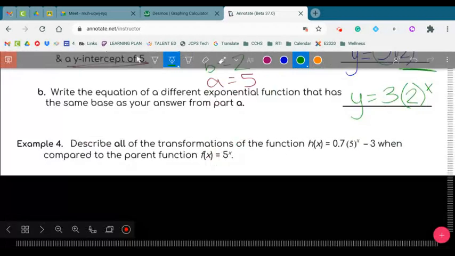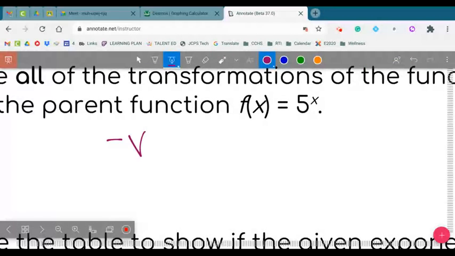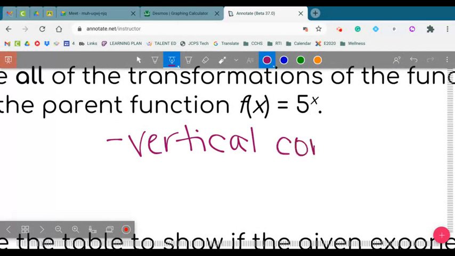Okay, now example 4, describe the transformation. So the first thing we want to look at is our a value. Is it negative? No. If it were negative, it'd be a reflection over the x-axis. So then I look, is my a value bigger than 1 or less than 1? If it's bigger than 1, it's a vertical stretch. If it's less than 1, it's a vertical compression. So since it's less than 1, it's going to be a vertical compression by 0.7.